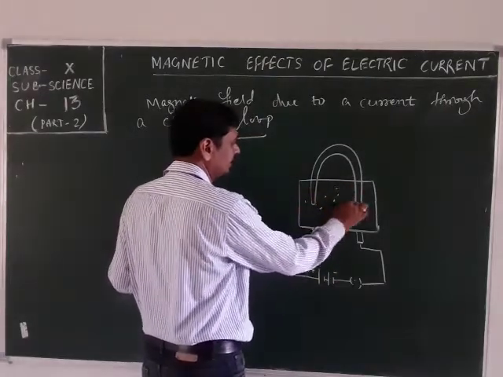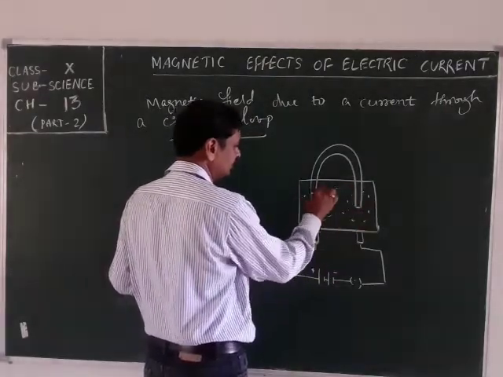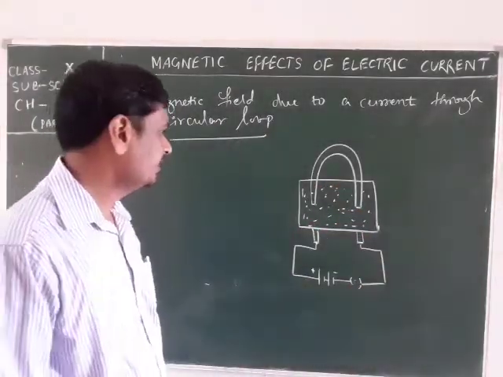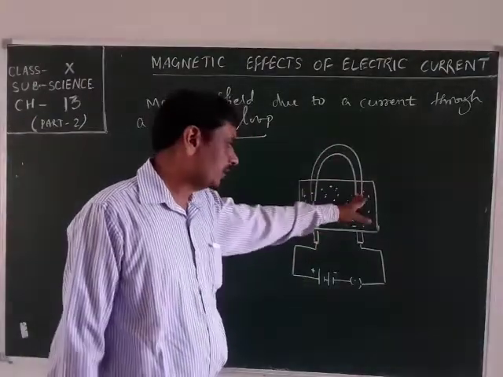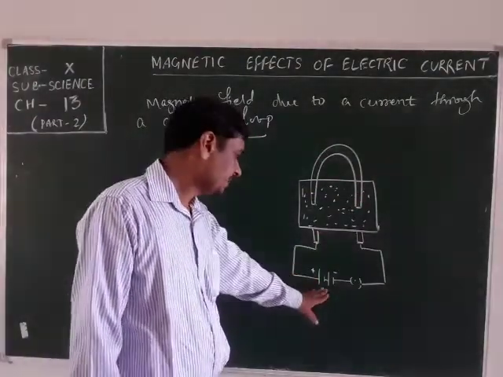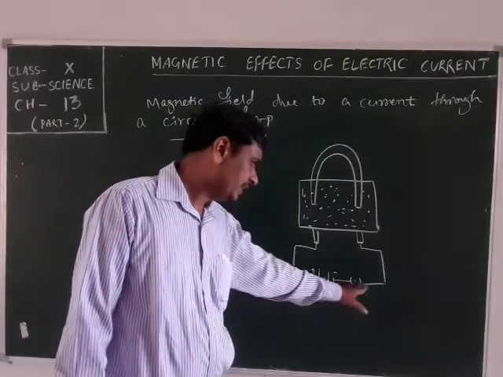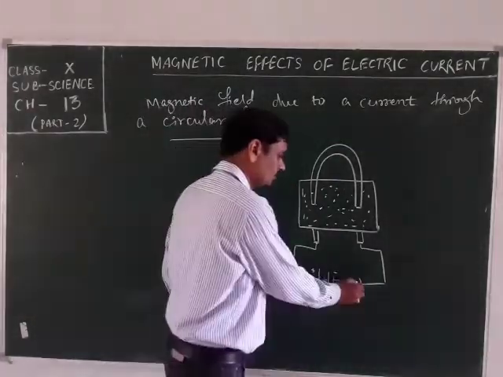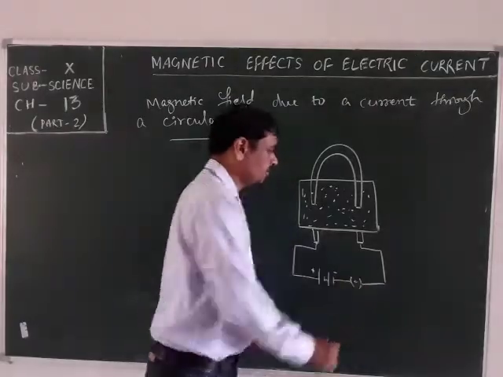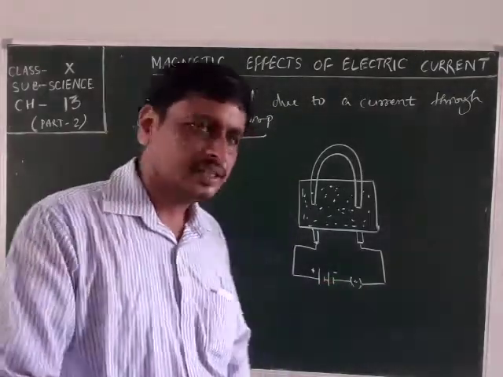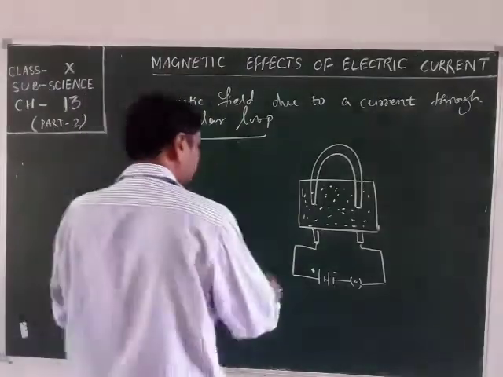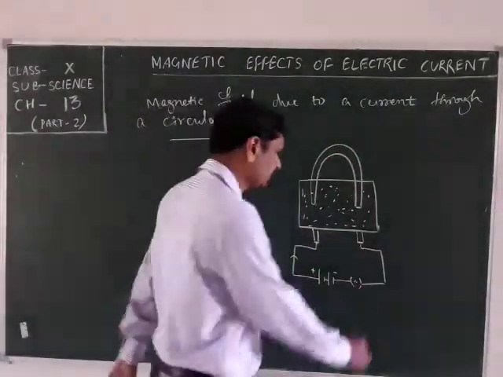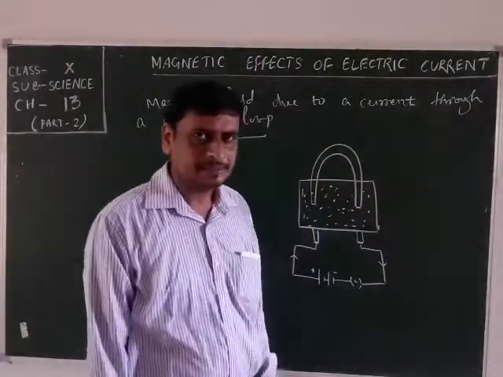Here some iron filings are spread. We have the circular loop, conducting wire, source of electric current and a plug. Now put on the switch, by which electric current will flow from the positive terminal of the battery towards the negative terminal.